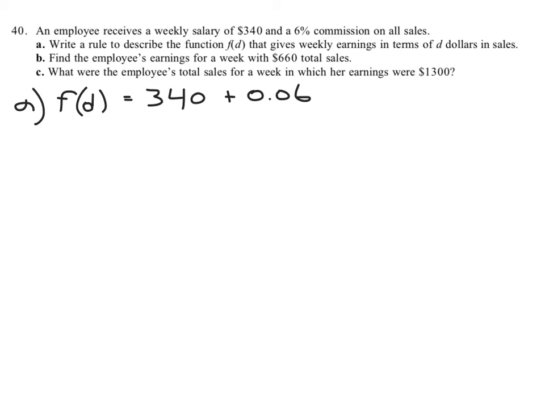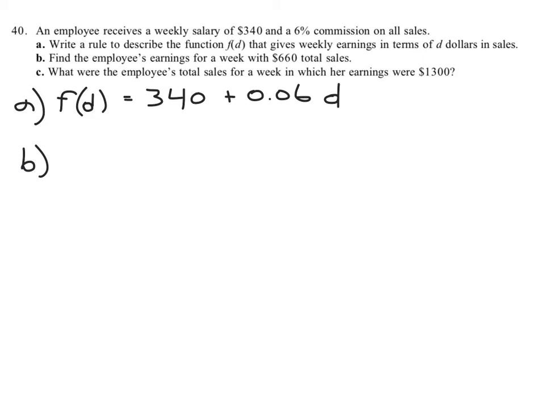Now, times what? 6% of what? 6% of the dollars that are the sales amount that you made for the week. Okay, 6% of the sales you made plus $340 equals the salary that you've got. So that's A.